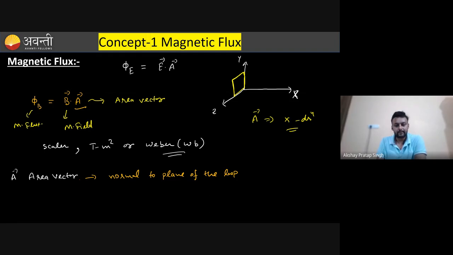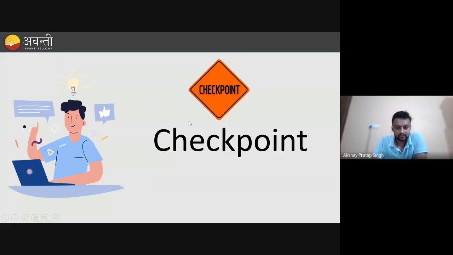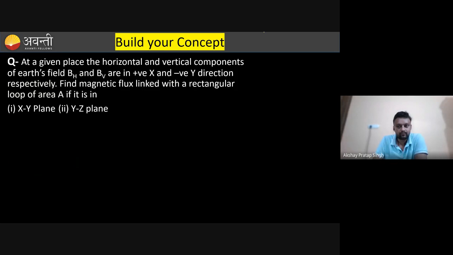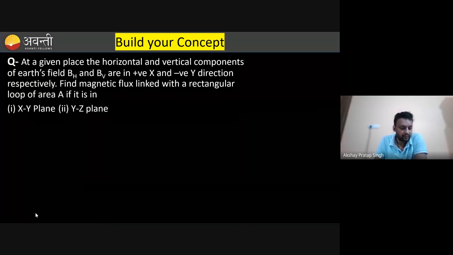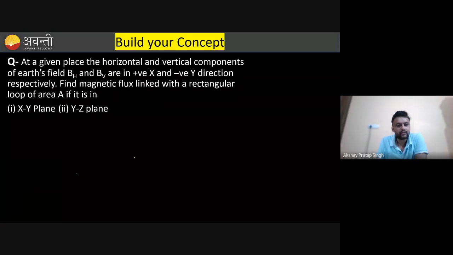Okay, moving further. So it's time to take some questions here. Let's suppose this is your checkpoint, on what you have learned in this particular topic. So there is a question. That's why I was discussing the horizontal and vertical components of the Earth's magnetic field. You can see it right away in the first question. Okay. So I will give you 20 to 30 seconds to read the question.